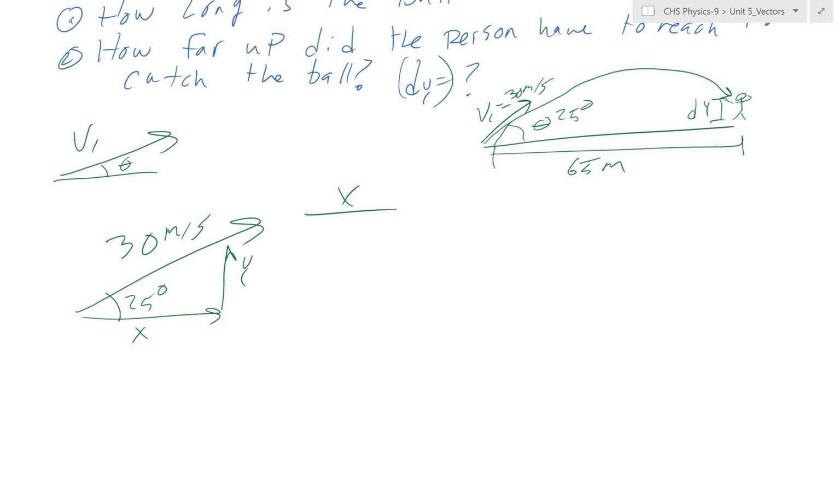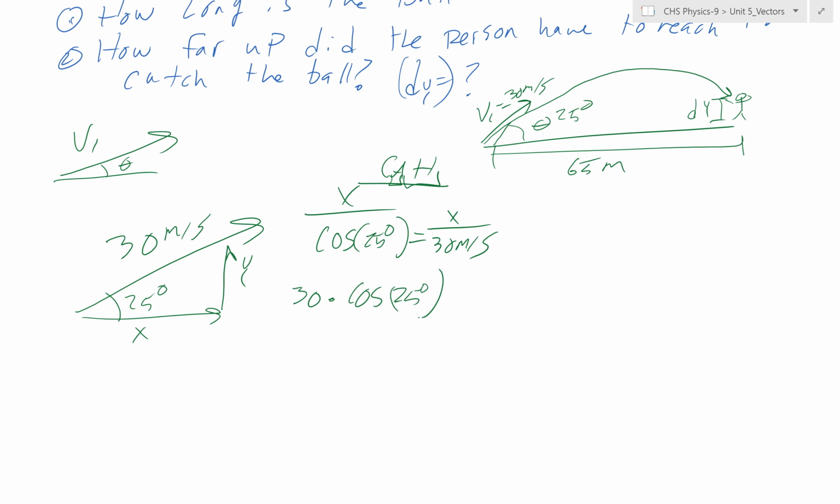For the x component, since this is adjacent, we're going to use cosine, and you're always going to use cosine for the x direction. So the cosine of 25 degrees equals, remember that's the CA part, the adjacent over the hypotenuse, so that's x over 30 meters per second. Then we end up with 30 times the cosine of 25 degrees, and what we get for that is 27.2 meters per second for the x direction.